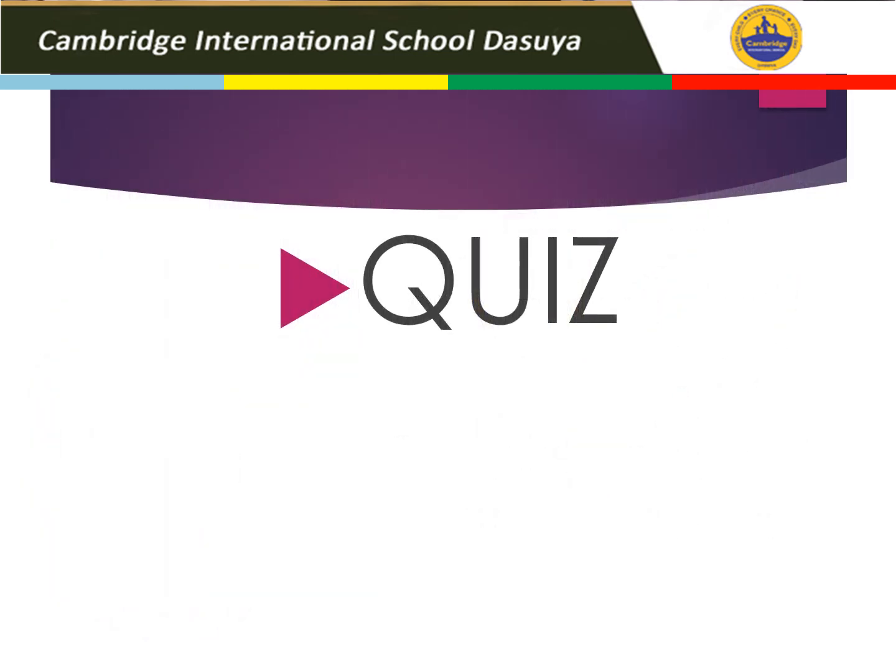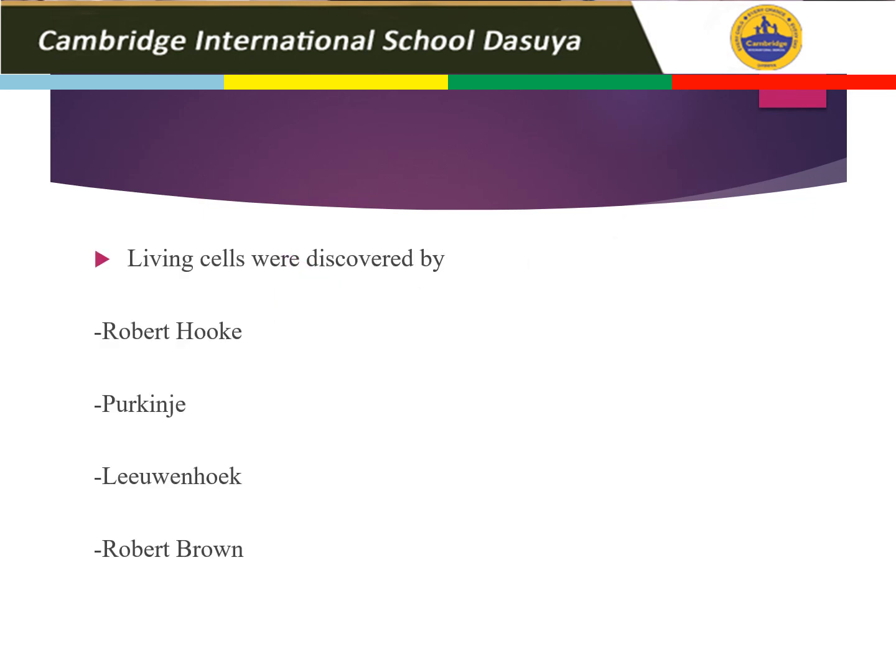So students, now let's start the quiz. My first question is who discovered living cells? Four options are given. First option is Robert Hooke, second Purkinje, third Leeuwenhoek, fourth Robert Brown. I hope you know the answer. Leeuwenhoek is the right answer. Leeuwenhoek discovered living cells.